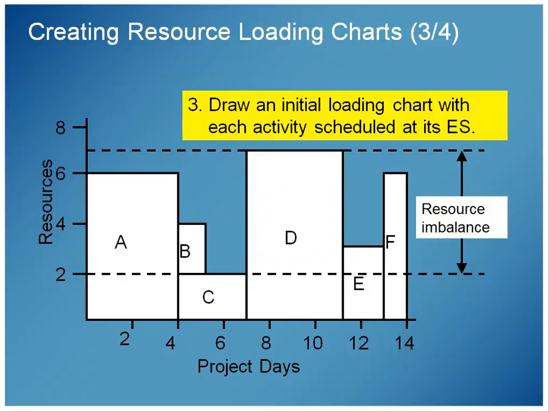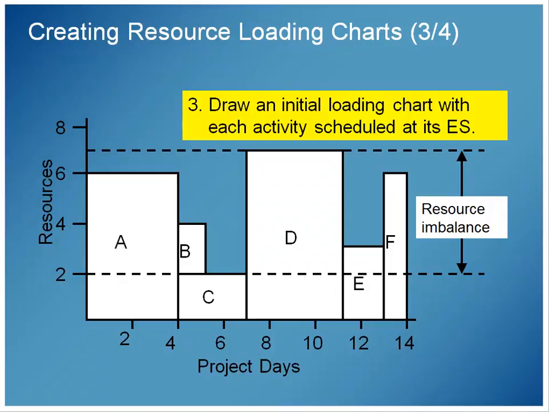Now here on our chart, we can see that days 7 to 11 have the most resources allocated to them. D by itself requires 7 resources for those days. We can say that right now we're using our resources least effectively on days 5, 6, and 7. Or 5 and 6, we're using our resources ineffectively because there's only 2 resources being used on those 2 days.